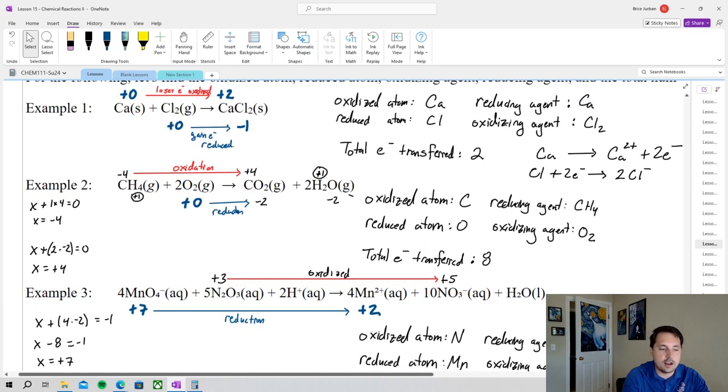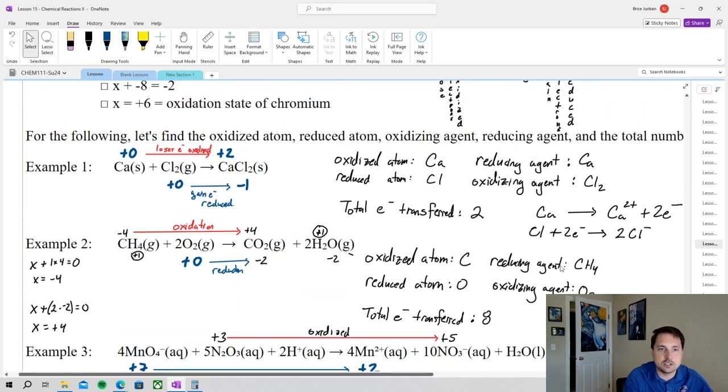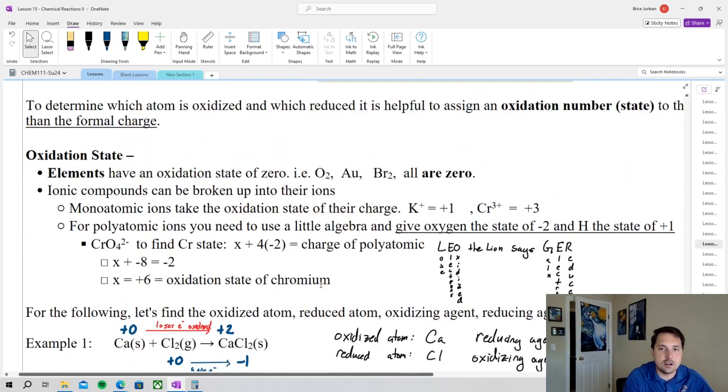And then on active chemistry, there will be a couple problems that you can practice oxidation states and to see how electrons are transferred in reactions. These types of reactions are really useful for when we want to learn about electrochemistry later on down the road.